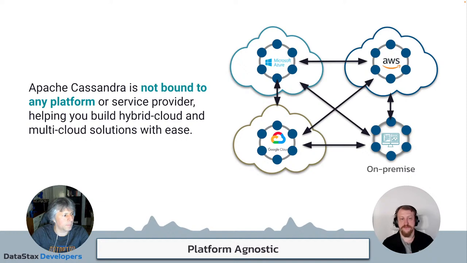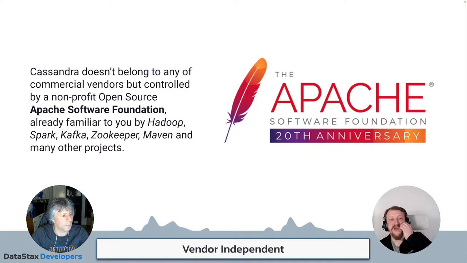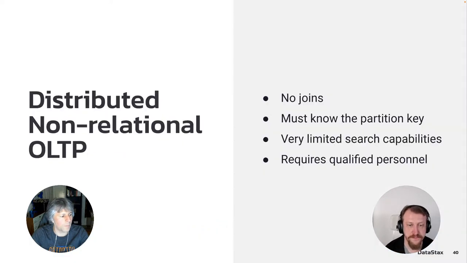Cassandra is an Apache Software Foundation project. It's not bound to any platform. You can run it everywhere, on any cloud, moreover, on multiple clouds simultaneously. Then, finally, my favorite part: Cassandra does not belong to any commercial vendor. DataStax wrote a big part of Cassandra, but it's controlled by the Apache Software Foundation, a non-profit, open source foundation. If you have ever heard of or used Hadoop, Spark, Kafka, Zookeeper, Maven, Airflow, and many other projects, they are all controlled by the Apache Software Foundation.